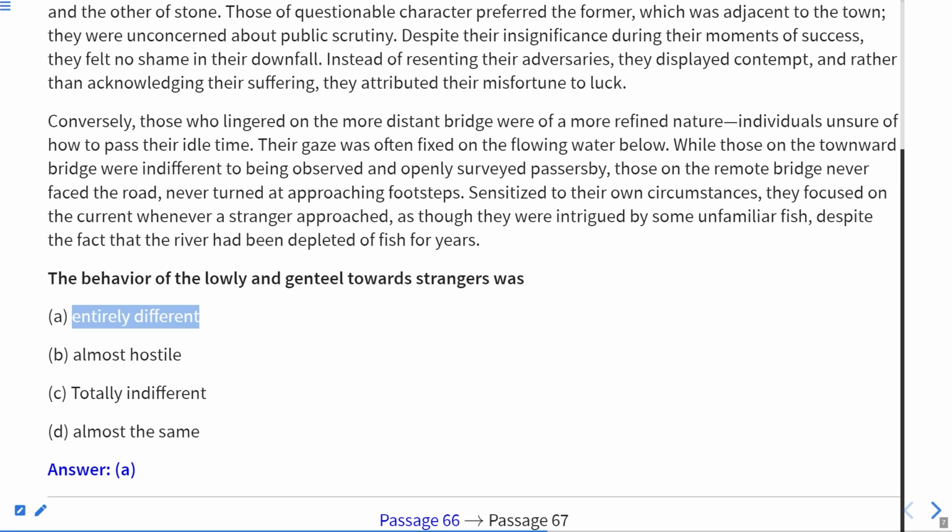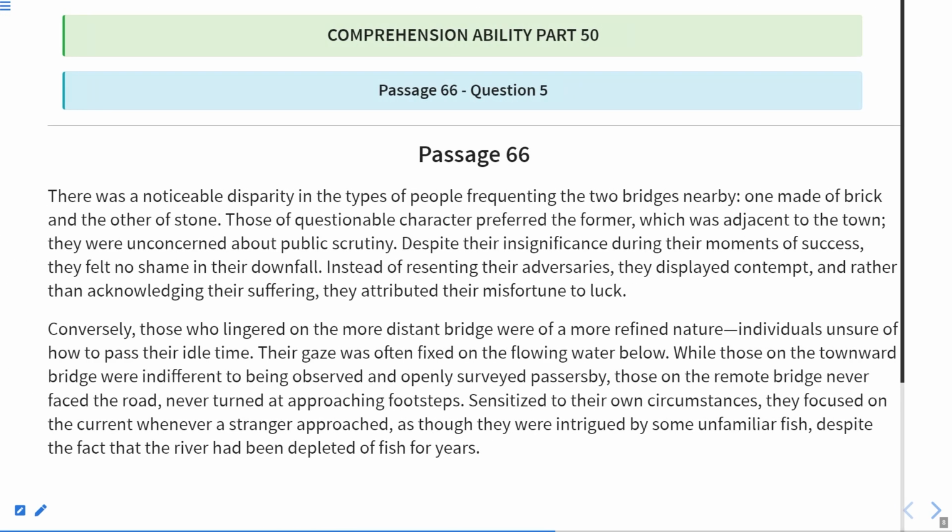Actually, they are talking about those two kinds of people. One is developed, meaning people who have seen houses and culture, but the other are the natives of the jungle or nomads, those who have never seen the things in the developed world. So here A will be the correct answer. The behavior towards strangers was entirely different. Okay, now let us move to the next question.